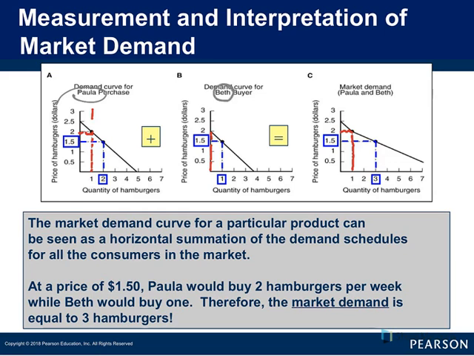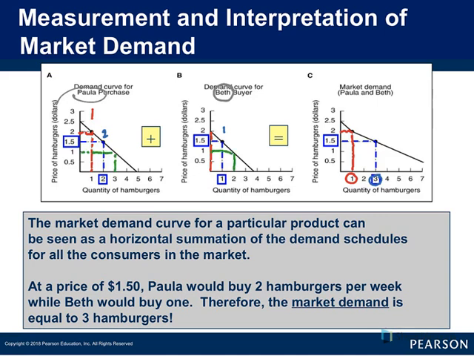So when we add them both together, Paula's 1 versus Beth's 0, we get the demand for the market of just one hamburger. And as price falls a little bit, if the hamburgers are $1.50, then we can see that Paula would like 2 hamburgers. Beth would like 1 hamburger. And when we take the 2 and the 1, we can see that together the market is demanding 3 hamburgers.